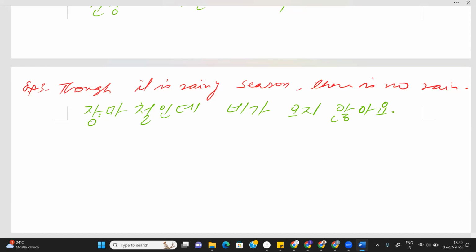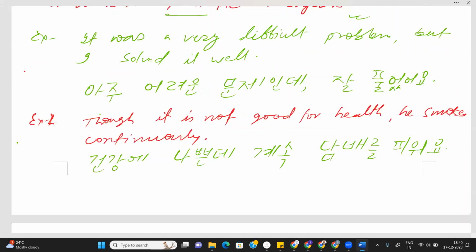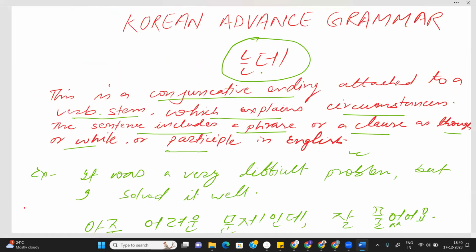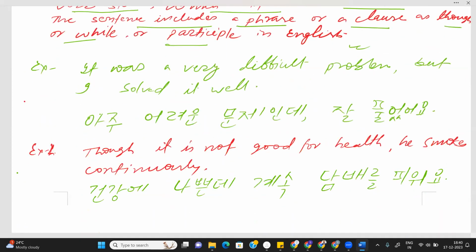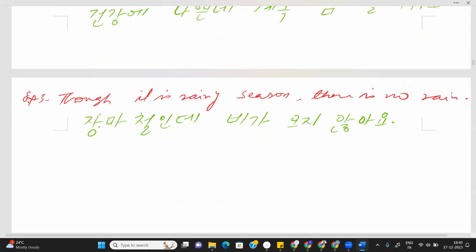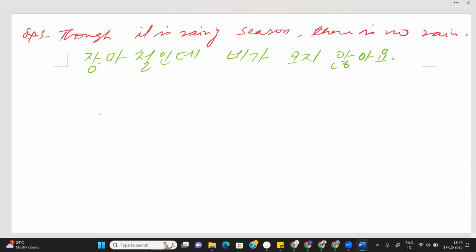Okay, so I hope you guys understand this class, how to use this grammar, Korean advanced grammar -nande, in a sentence. Very good. I hope you guys enjoyed the class.